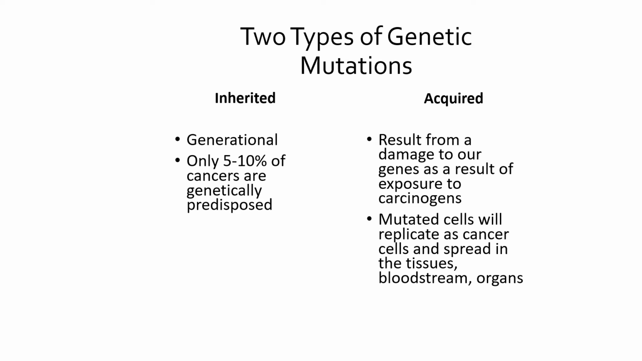Really, only 5 to 10% of these are affected by genetics. Acquired is when we are exposed to things in our environment, such as smoking causing lung cancer, alcoholism causing liver cancer, those kind of things.